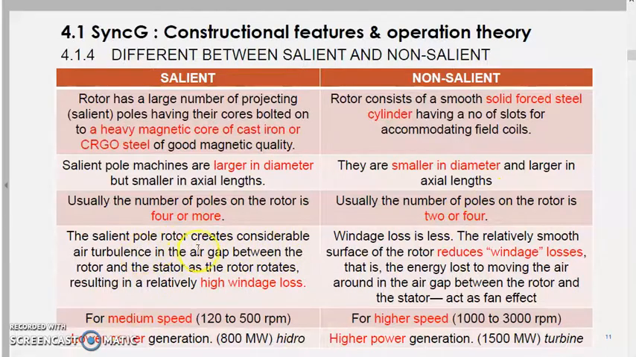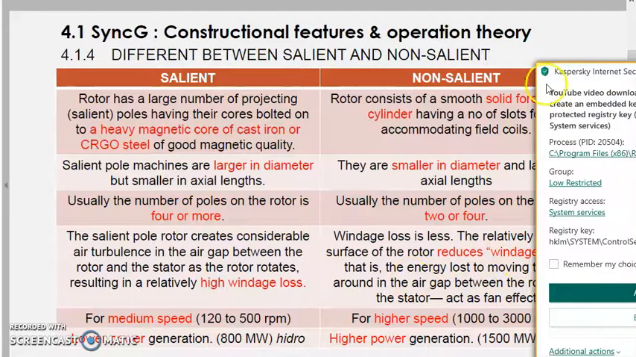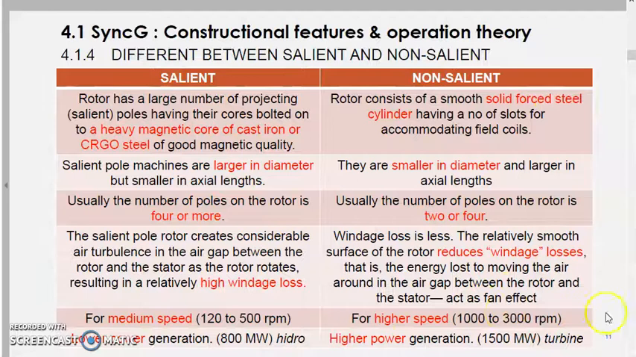The salient pole rotor creates considerable air turbulence because we have the protruded poles, so it creates air turbulence inside the gap. So we have a relatively high windage loss in the salient pole kind of machine. Meanwhile, the windage loss in the non-salient pole will be quite low, and the energy loss by the moving of the air around the gap between the rotor and the stator will be less compared to the salient pole.